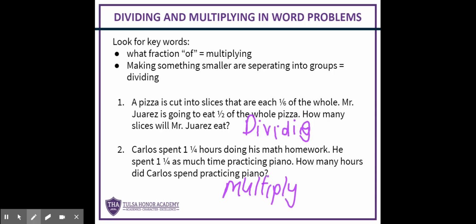Because we know that he practiced piano more than what he practiced on his math homework. So we know that we're adding more. So we're going to multiply. Go ahead and start working these problems out. So remember, number 1, you're going to divide, and number 2, you're going to multiply. Work these problems out, and then it's going to pop up here in a sec of where to put number 1 and number 2.